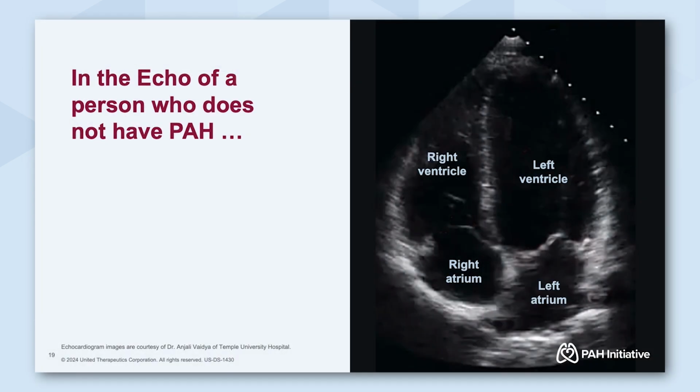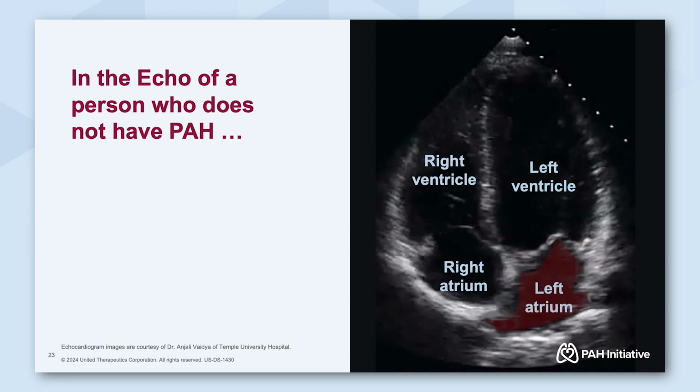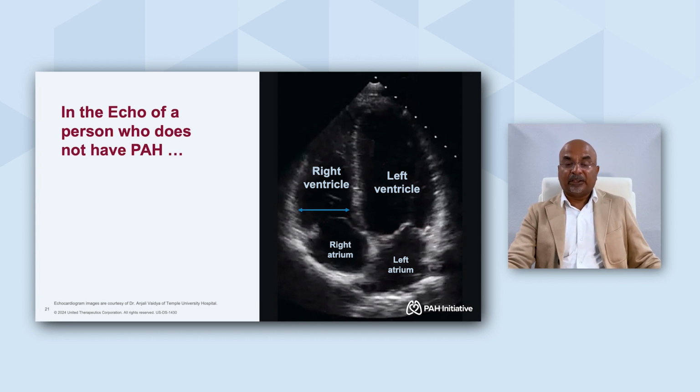In the echo of a person who does not have PAH, and here is a nice illustration of what we call a four-chamber view. You can see that the right ventricle is here, the left ventricle is bigger, the right atrium and the left atrium. Generally, in a normal echocardiogram, the left side of the heart is much larger because the function of the left ventricle is to squeeze the blood from head to toe, whereas the right ventricle just needs to squeeze the blood to the adjacent lungs.